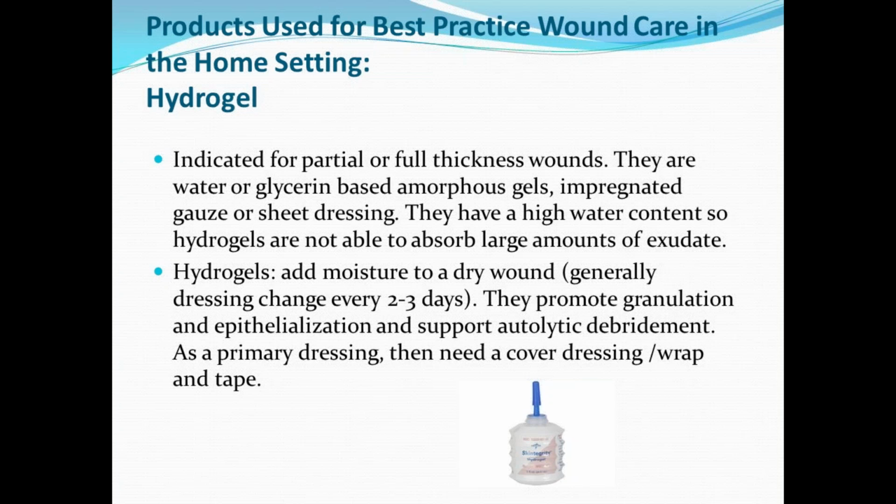So the first one I've used, and I've given you pictures here because I found a couple pictures. There are 30 of these on the market. So you need, and we're going to talk about how to do a formulary too. A hydrogel is indicated for partial or full thickness wounds. It is a water or glycerin-based gel. It is very smooth and silky. It really adds some nice moisture to that wound.